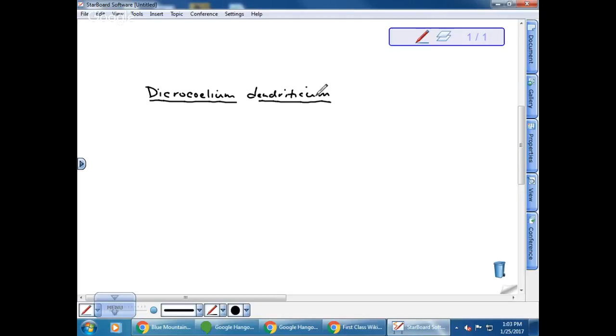And so this is a fluke that has three separate hosts. Okay. And the hosts are really interesting. The life cycle is really interesting because it influences the behavior of these hosts to increase the likelihood that it'll be passed from one species to the other. So we can start in the cow. Interestingly, this is very, very common in Europe, but it is less common in the United States. So if we have cows, we don't generally have this problem, but if you went to Europe, their cows almost always have this particular parasite. So the adult resides in the cow, okay, and the eggs pass out with the feces.